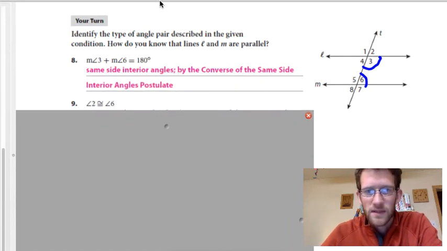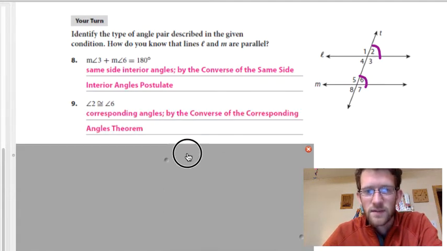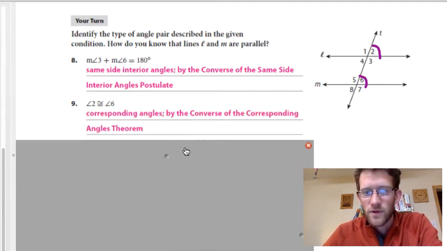What about angles 2 and 6? Let's identify those. Angles 2 and 6, they're congruent to each other. So therefore, yes, using the converse of the corresponding angles theorem.